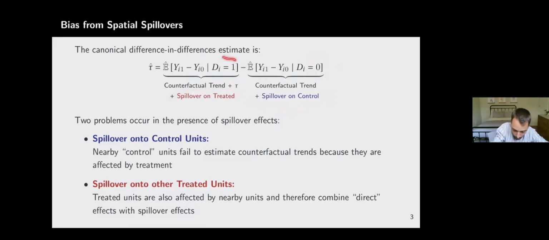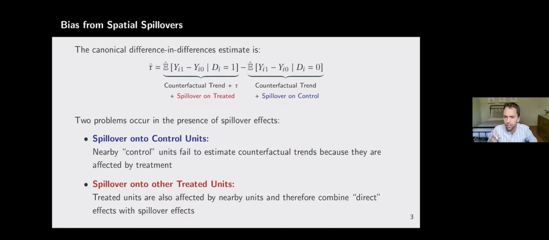And because this is the first difference, the spillover on treated effects is going to bias the same magnitude of the spillover effects. And because you subtract away the change in outcomes in the control unit, if you have spillovers on control, the bias will be the opposite sign of the spillover effects. So if you have a positive spillover effect on the control counties, that's going to be a negative bias on your coefficient. And likewise, if you have a positive effect on other treated units, that's going to be a positive bias on your tau estimate.